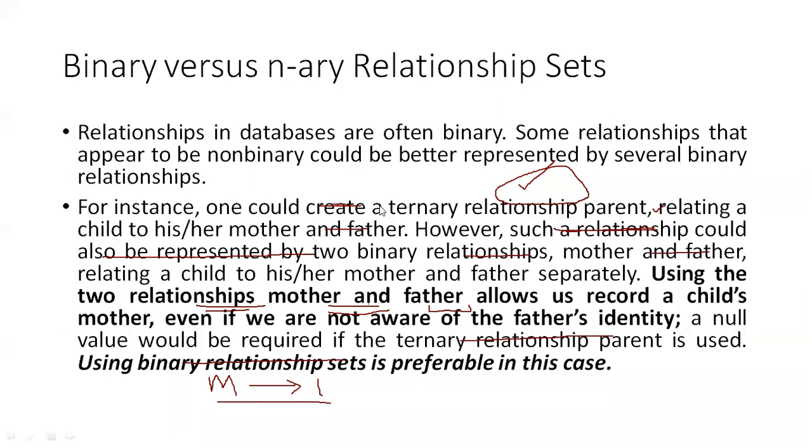Let us go to the next slide. Okay. Binary versus n-ary relationship sets. As we know, we have seen binary relationship sets like 1:1, one-to-many, many-to-one, and many-to-many. But apart from binary, there are n-ary relationships also, like ternary, more than 3, and likewise.